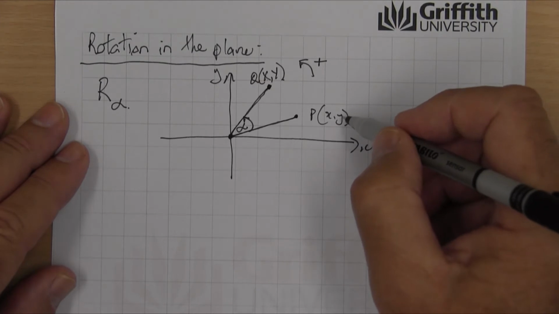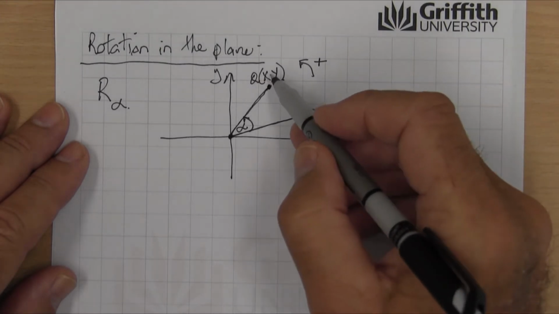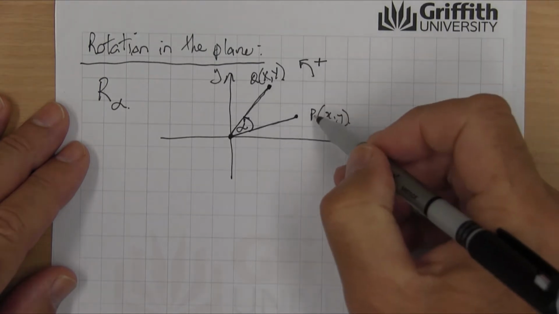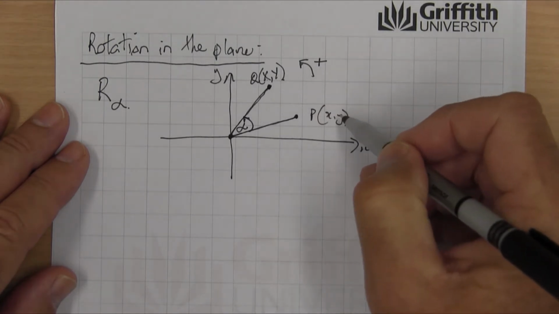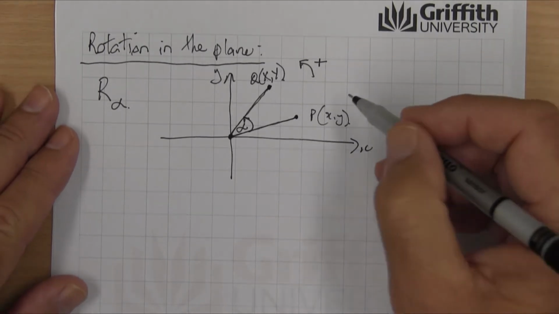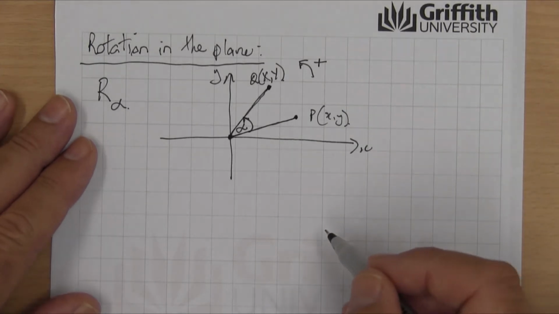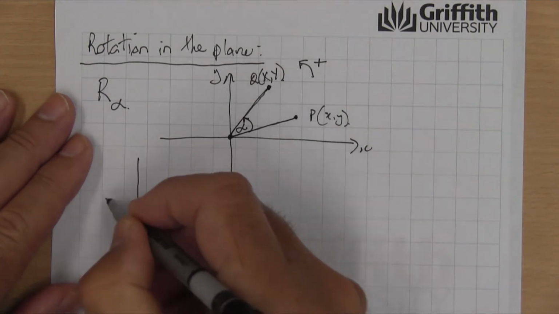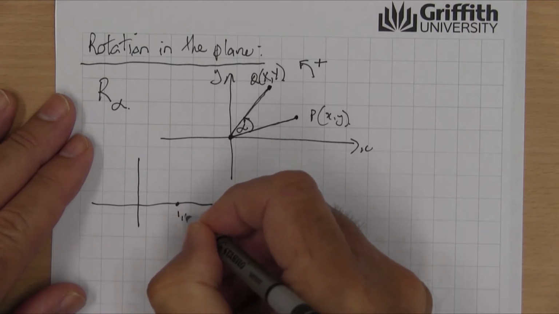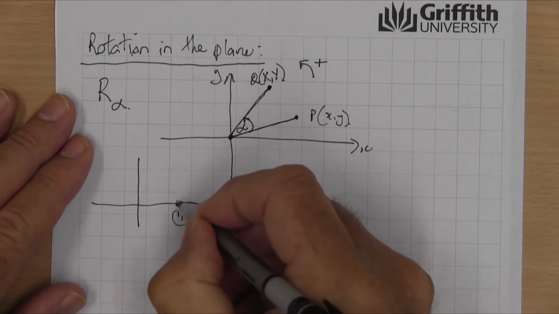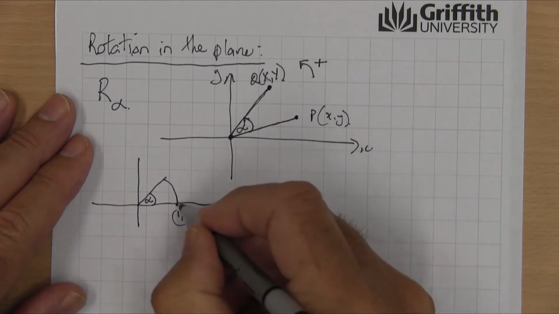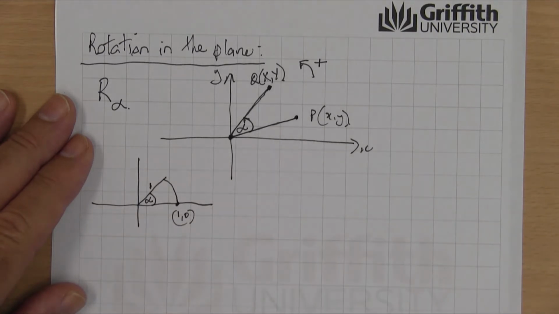Now what we want to do is come up with a matrix that will allow us to calculate big X and big Y after this point P here of XY is rotated through alpha. Now just like with reflections, there are two steps. We look at what happens to the point 1, 0. So we've got 1, 0 here, and we rotate it through alpha. That's still going to have a length of 1.